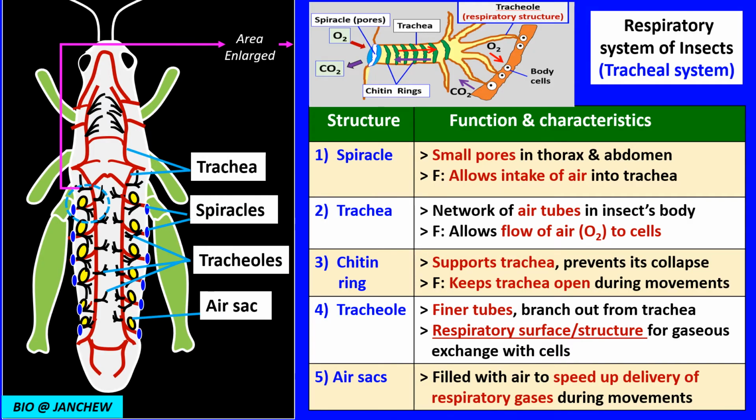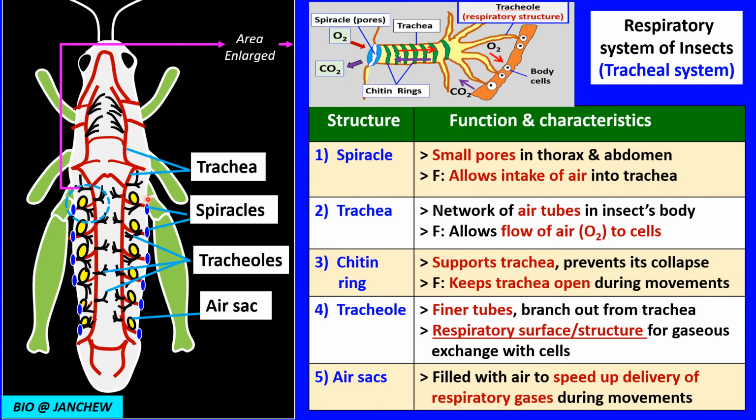Let us now look at the overall view of the tracheal system. So this is the dorsal view of the insect, showing you the tracheal system in the insect, okay, which is the respiratory system of the insects. So this is a grasshopper, and here we can see the red lines here represent the tracheal system. The black branches here are the tracheoles, which branch out from the trachea.